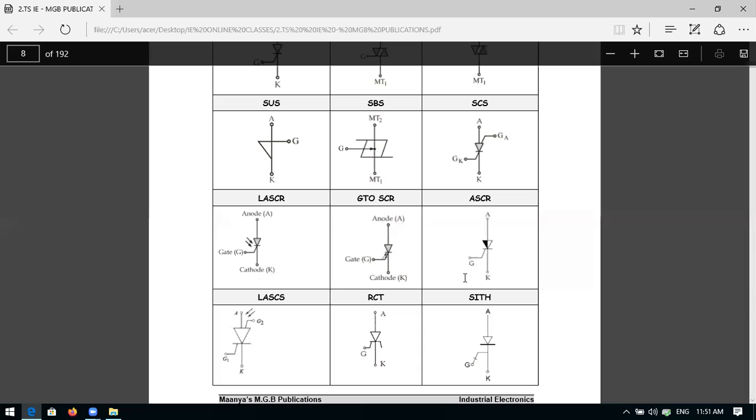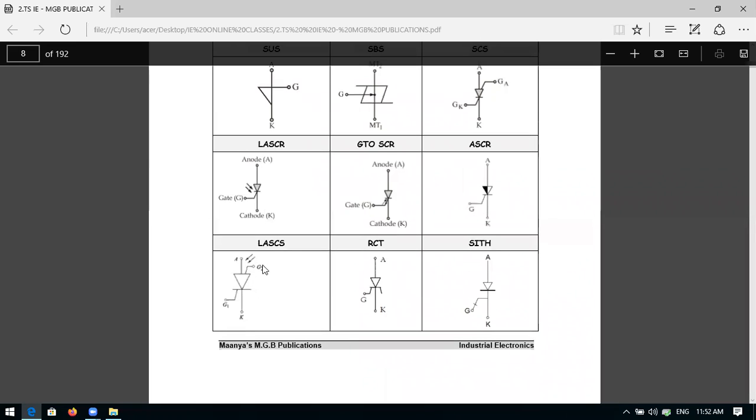Next one is LASCS. What is the LASCS? It is the same as your LASCR. SCS is silicon controlled switch, so LASCS means a light activated SCS. It is activated by using light energy, so it will turn on the SCS by light energy. The symbol is the same, but you have to add the arrows, as light energy is falling onto the junction. Anode to gate terminal of anode. You can see that in the circuit symbol diagram.